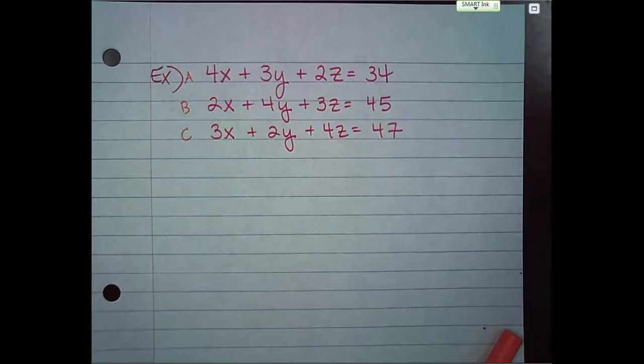Don't go anywhere yet. There's 1,000 routes we can take, but let's take them together so that we can work together. Remember, the goal is to eliminate a variable 2 times. You gotta do it twice. I need 2 equations with only 2 variables.